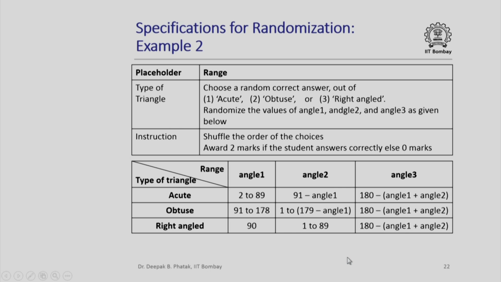Once again I will suggest, please look at the ease with which we can specify the randomization of even this problem. Once this specification is given, the backend system will automatically generate first the type of correct answer, acute, obtuse or right angle, then according to the generated choice it will generate random values for these angles correctly, and then it will create a question as we saw in the sample.